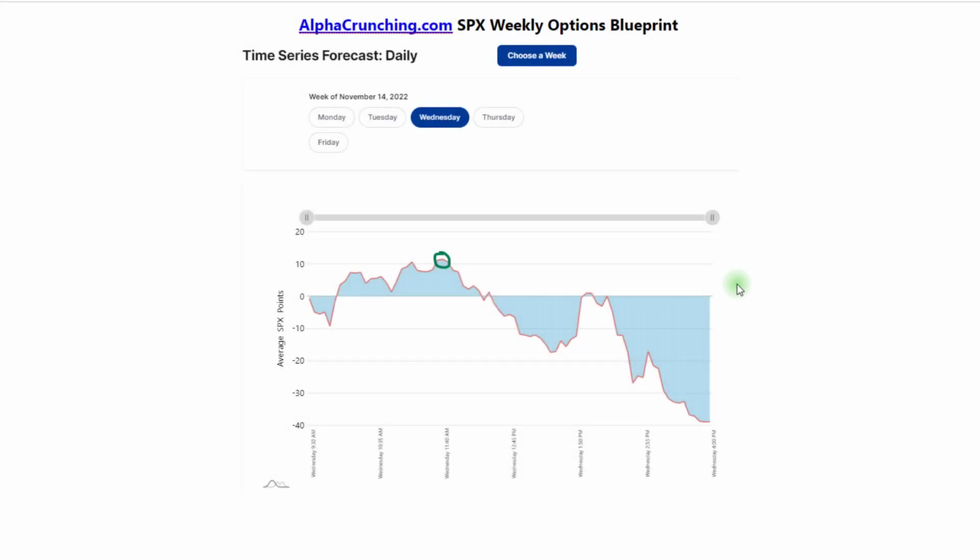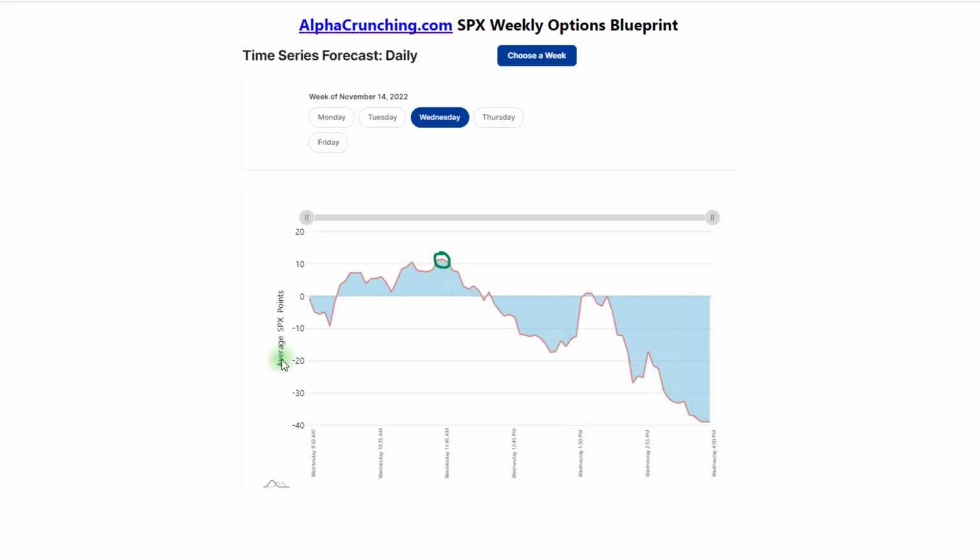So for this trade example, we're looking at the daily chart for the week of November 14th, 2022, and I have Wednesday selected here. That means that this is Wednesday, November 16th, 2022, because the week setting that you can choose refers to the Monday. So we're looking at Wednesday, November 16th, 2022. And there's a clear bearishness from late morning into the afternoon for that Wednesday.